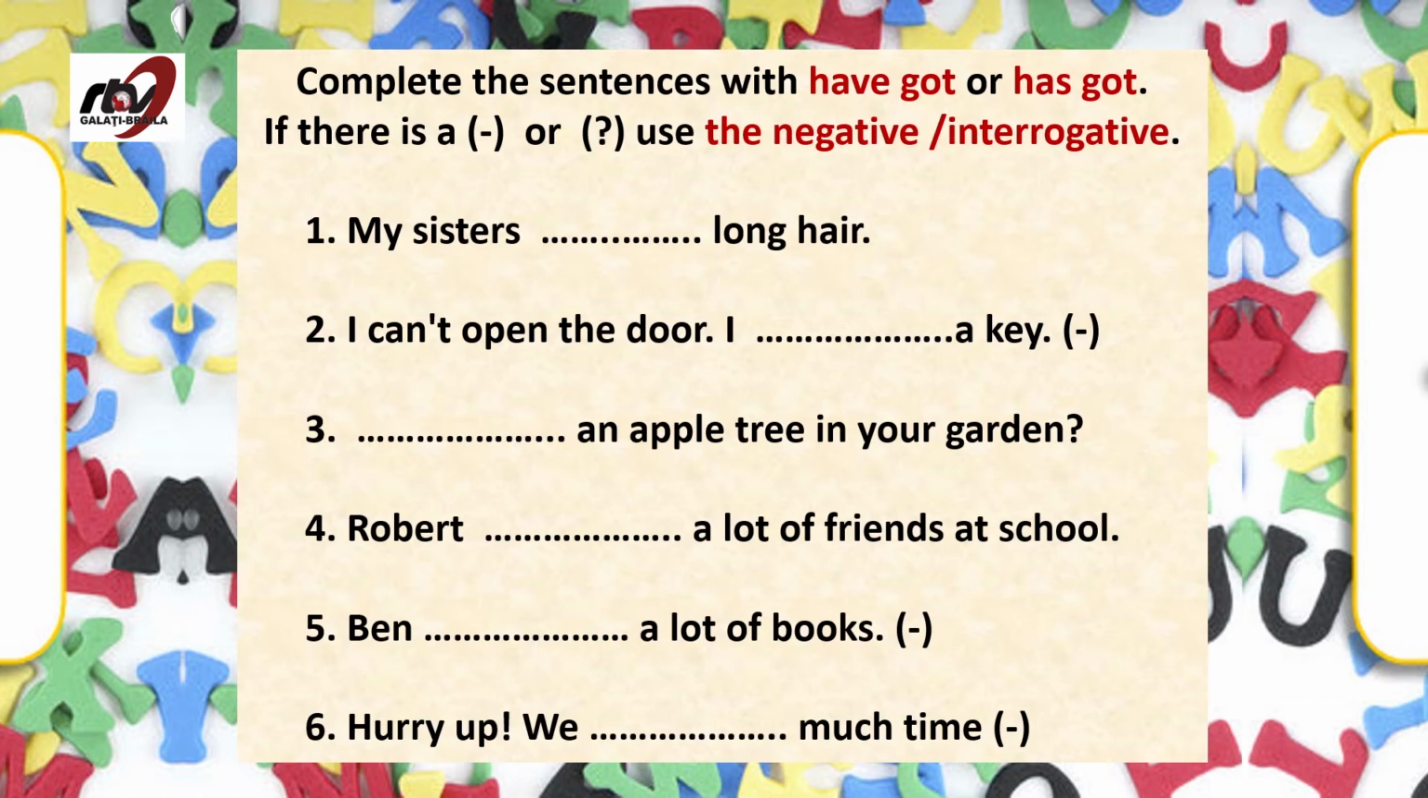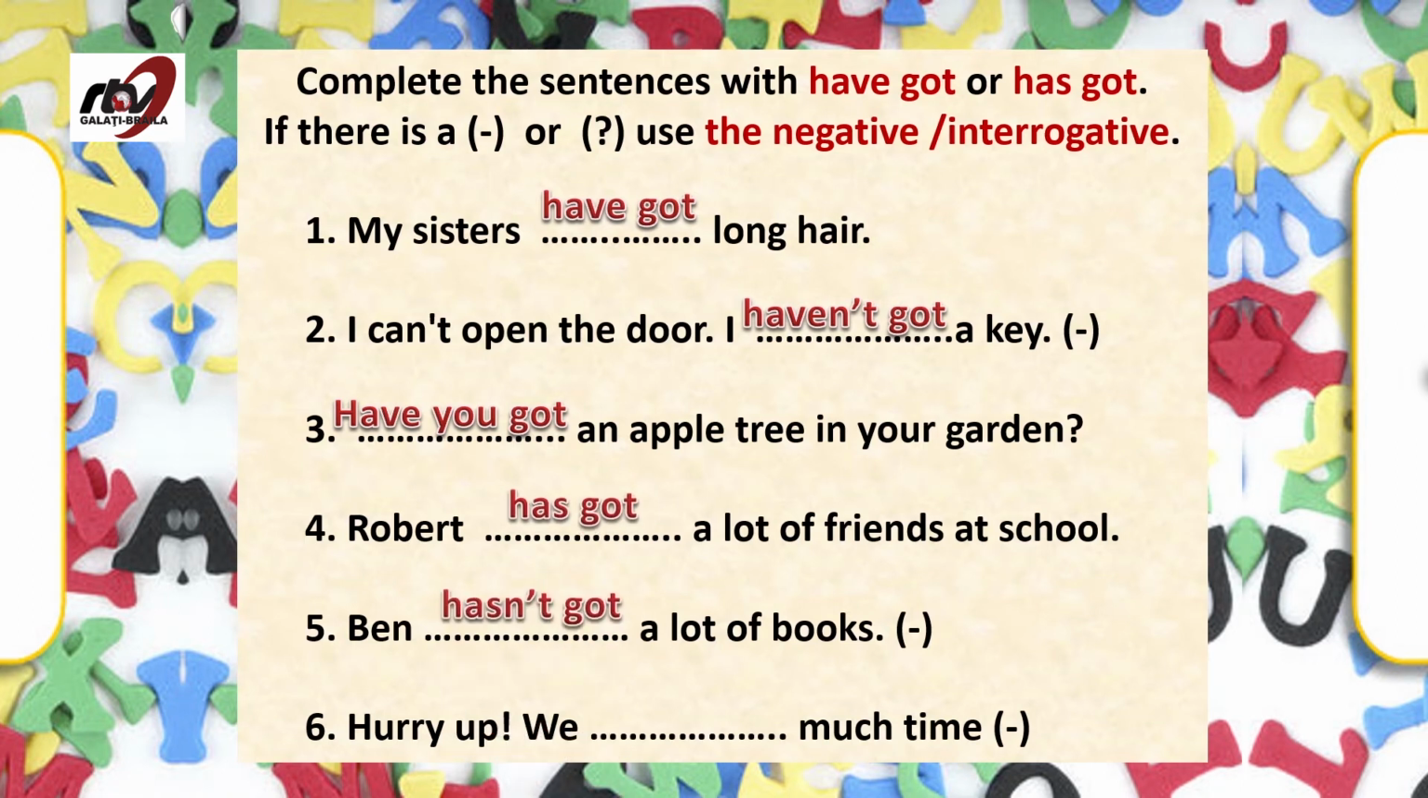It's time to practice. Complete the sentences with the correct form of have got. My sisters have got long hair. I can't open the door. I haven't got a key. Have you got an apple tree in your garden? Robert has got a lot of friends at school. Ben hasn't got a lot of books. Hurry up. We haven't got much time.